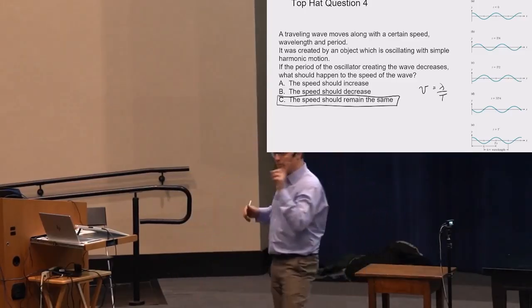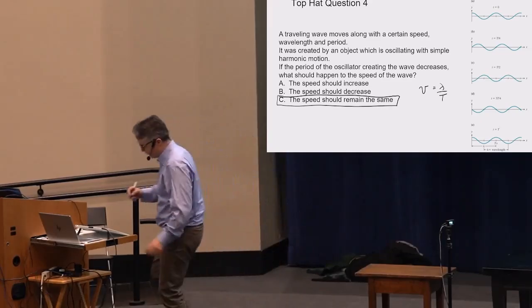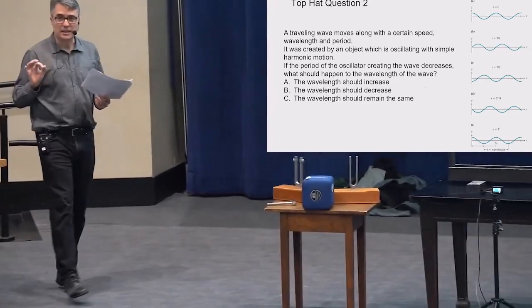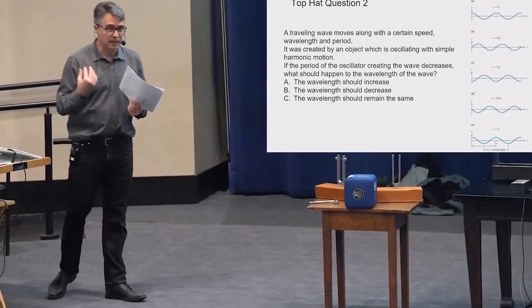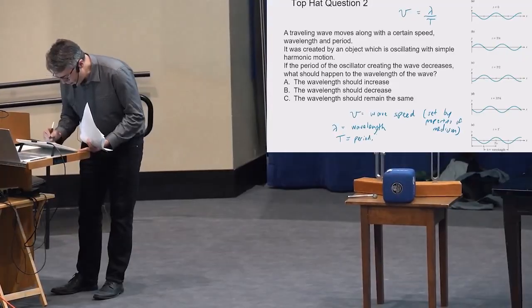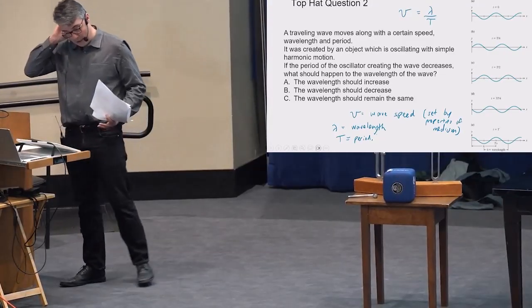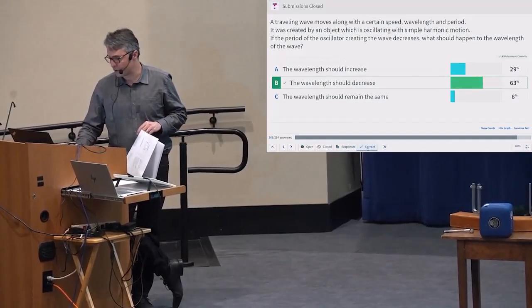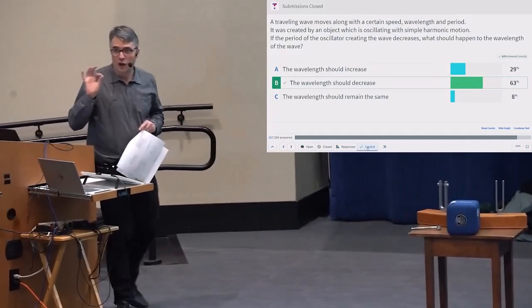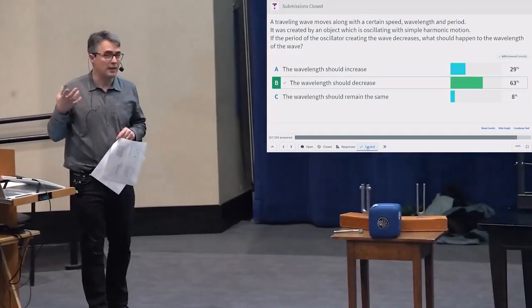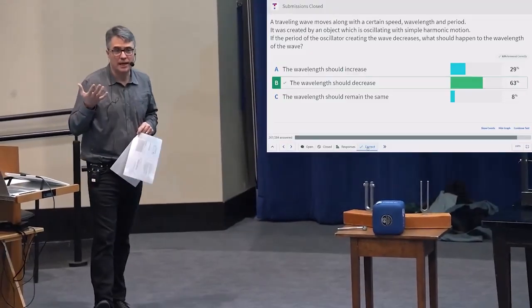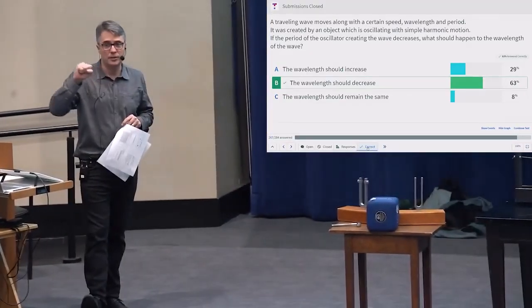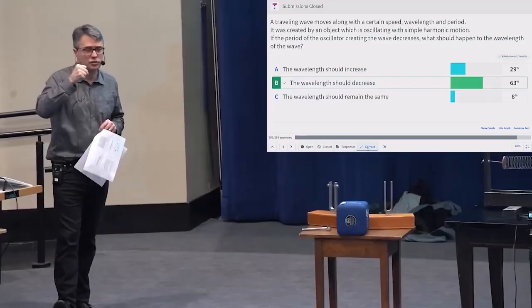The wave speed is set by the properties of the medium. So the question is, if the period decreases, what should happen to the wavelength? People are saying wavelength should decrease. That's exactly right. Basically, the constant here is going to be the wave speed. It could be the speed of sound. It could be the speed on a string, which is determined by the tension in the string.